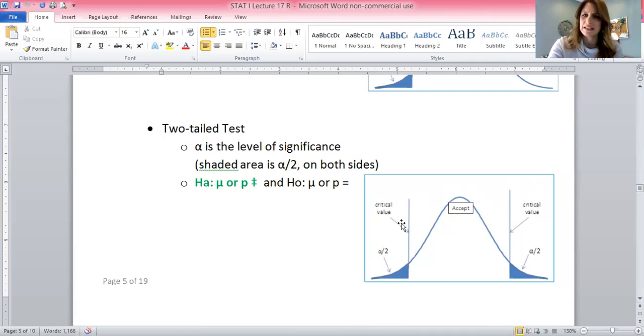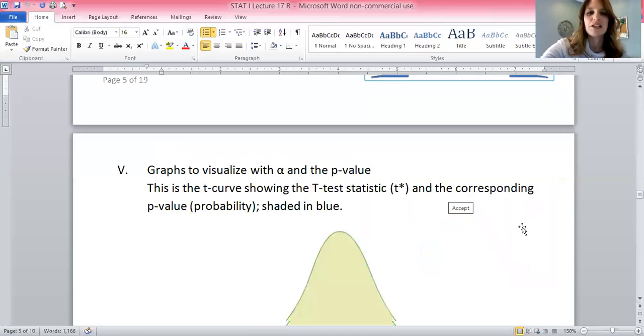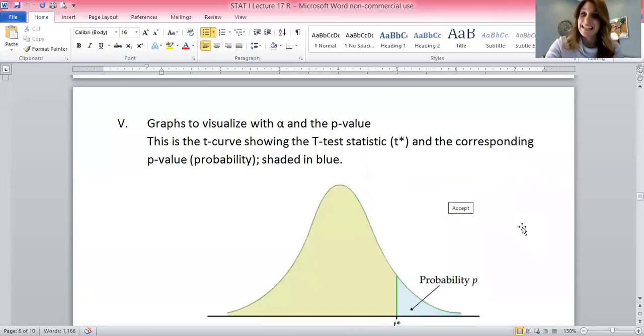We don't have to calculate this critical value. It's just the test statistic that corresponds with that area in the tail, the alpha. And we don't need to calculate the value because we already know what alpha is. It's just a visual here.